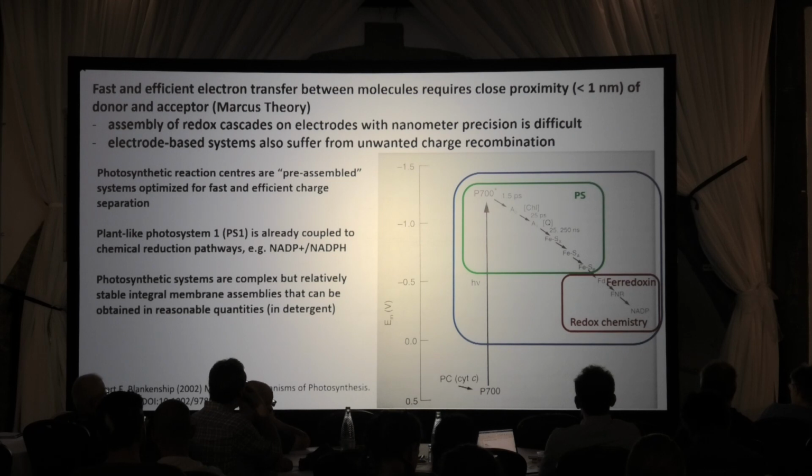The photosystems have an advantage because they are relatively abundant and well worked on. They were the first membrane proteins to be crystallized and the structure solved already in the 80s. So they are well worked on, and relatively soluble in micelles, so I have soluble membrane proteins.